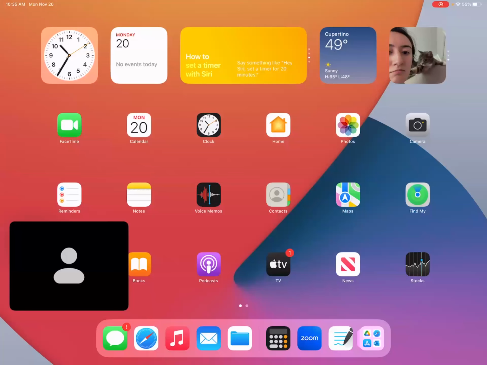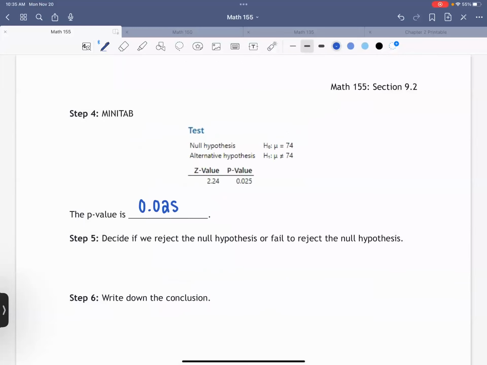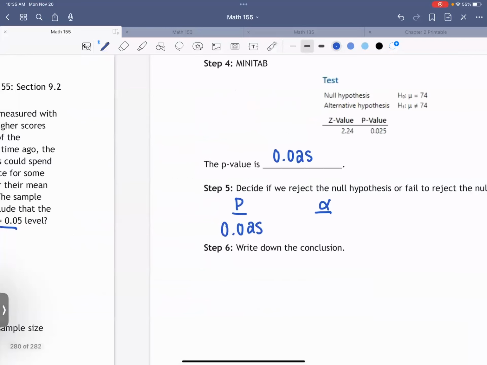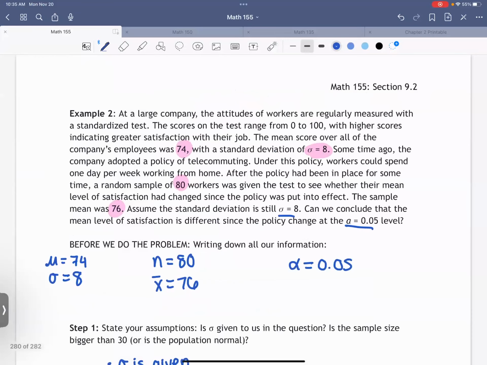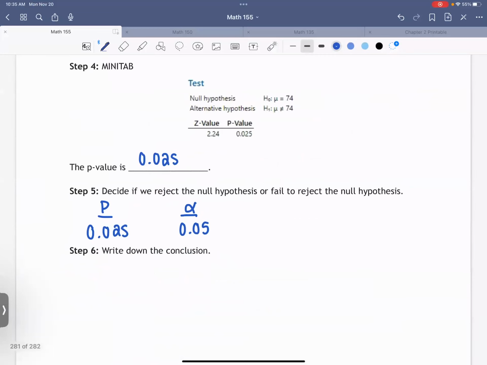All right, going back. And this is what we got on Minitab, 0.025. Personally, I like to write P and alpha right next to each other because that's what I like to do, right? P is 0.025. Alpha is equal to, well, we have to go to the back page for that, right? 0.05. Which one's bigger, P or alpha? Alpha, right? So P is less than or equal to alpha. Do we reject or fail to reject? Reject, perfect. So we reject the null hypothesis.